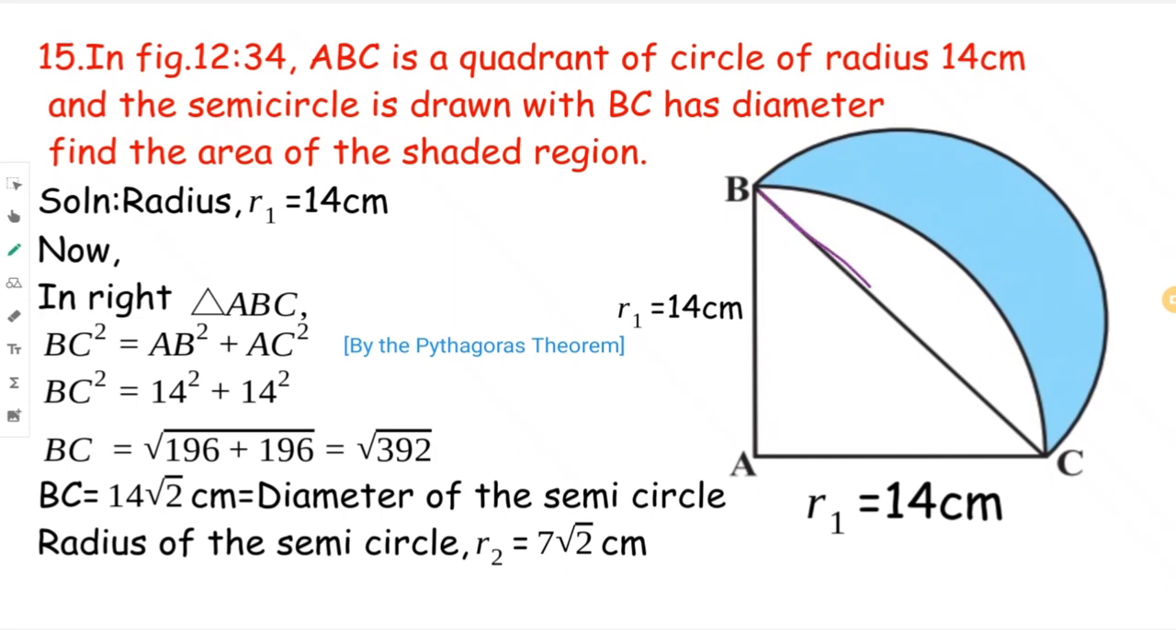Also, you can see a semicircle here, right? With BC as the diameter, alright? Find the area of the shaded region. So once again, remember this question, okay?